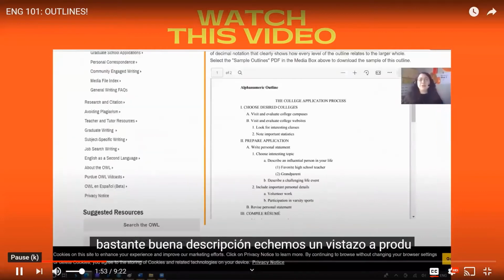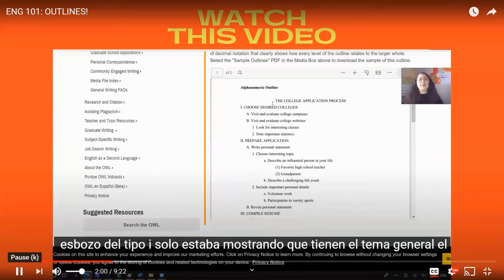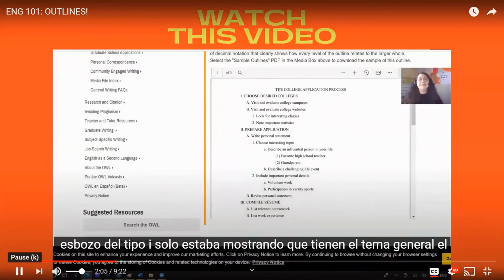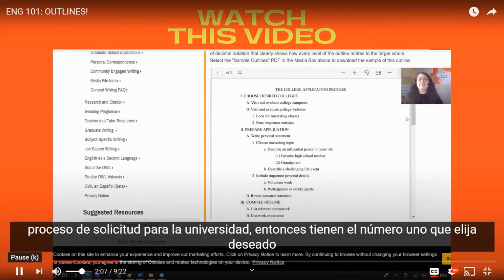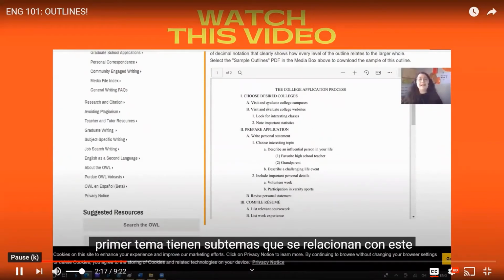Let's look at Purdue OWL, the Online Writing Lab. You'll note that they also have this. Here's an alphanumeric outline of the type I was just showing. They have the overall topic, the college application process. Then they have number 1, choose desired colleges; 2, prepare application; 3, compile resume. Now, under this first topic, they have subtopics that relate to it. A, visit and evaluate college campuses. B, visit and evaluate college websites.